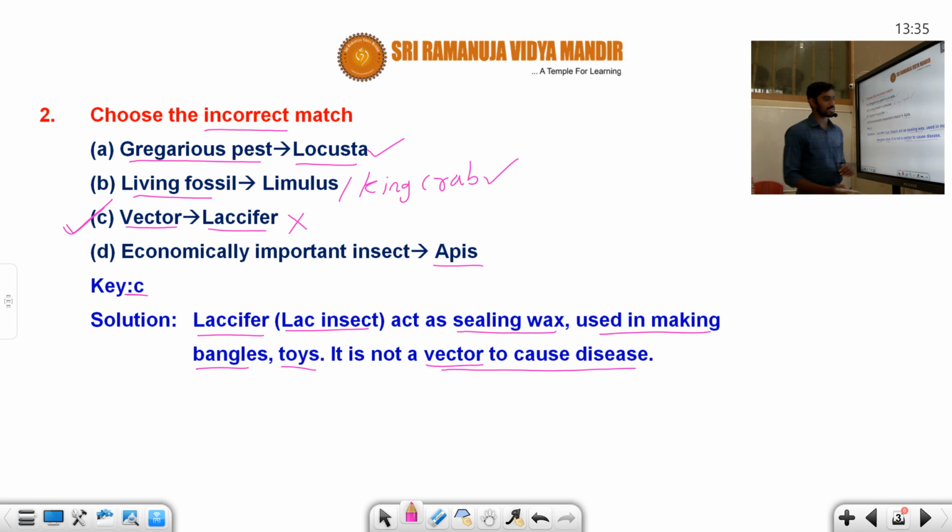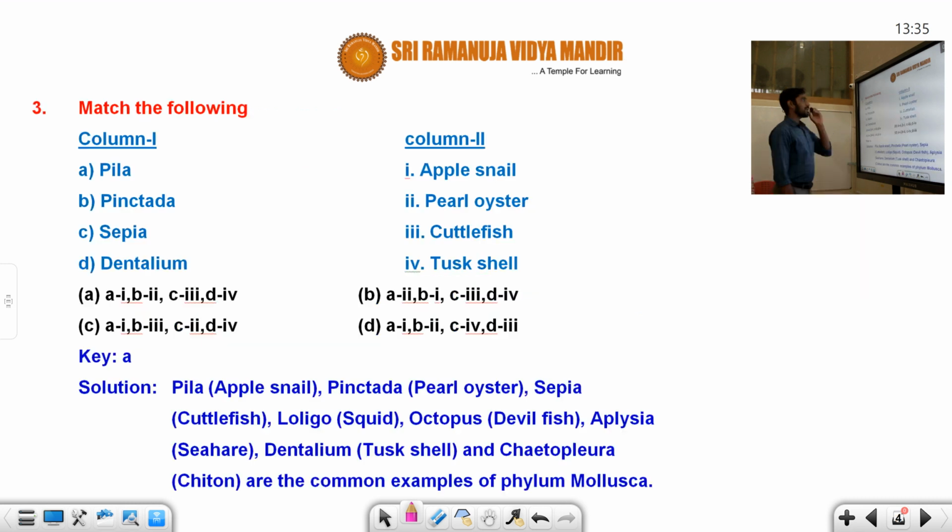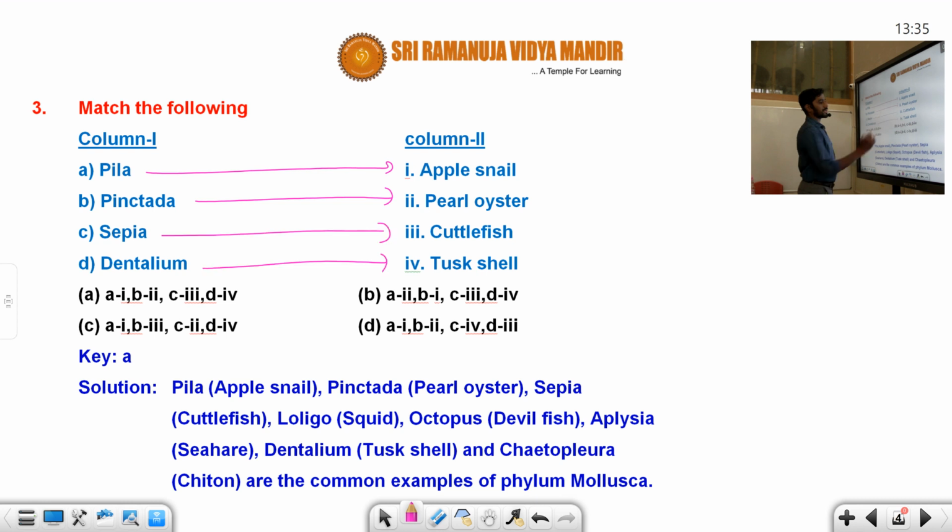The next one is match the following. This is a very easy question. Pila is also called the apple snail, Pinctada is also called the pearl oyster, Sepia is also called the cuttlefish, and Dentalium is also called the tusk shell. So our correct option is A1, B2, C3, D4. These are common examples for the phylum Mollusca.